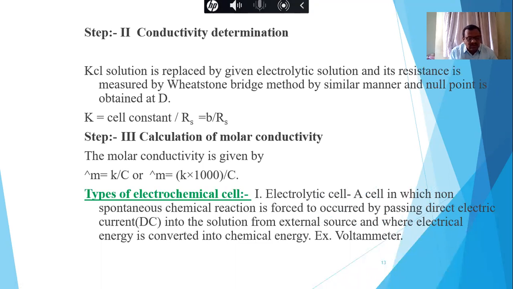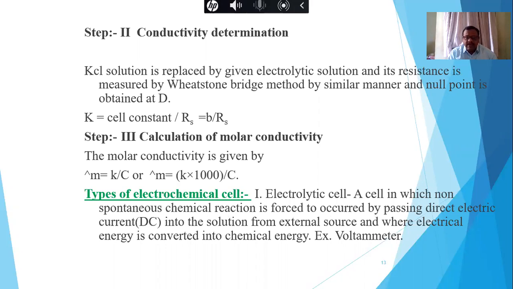The first is called as electrolytic cell. This is the cell in which a non-spontaneous chemical reaction is forced to occur by passing direct electric current into the solution from an external source, where electrical energy is converted into chemical energy.